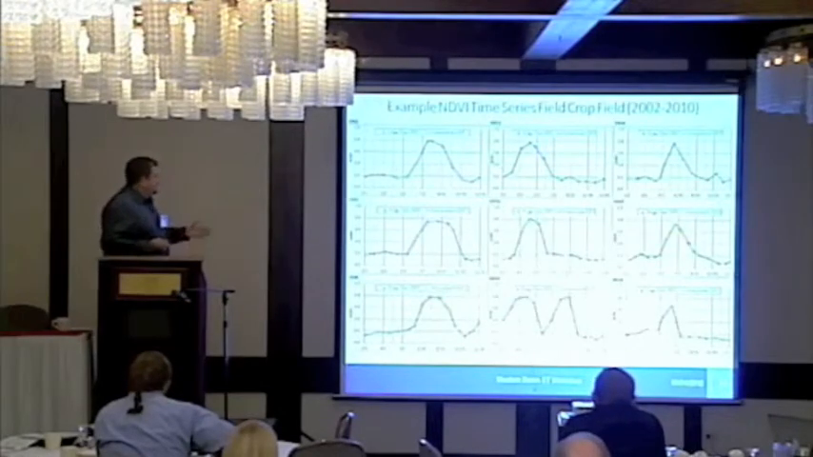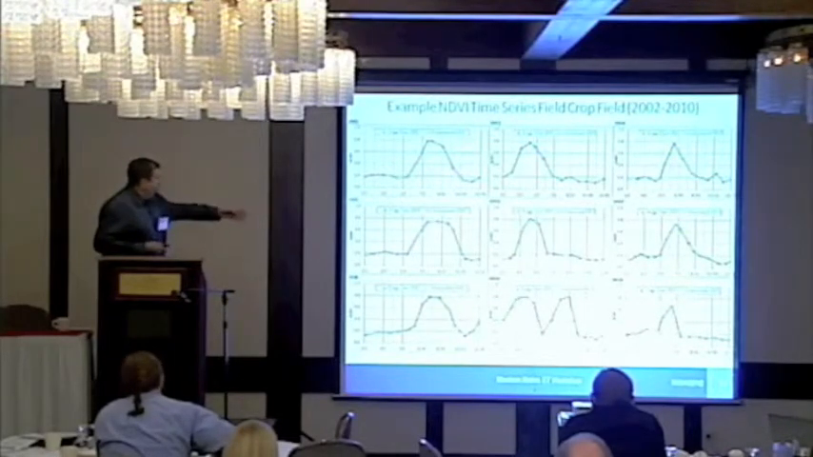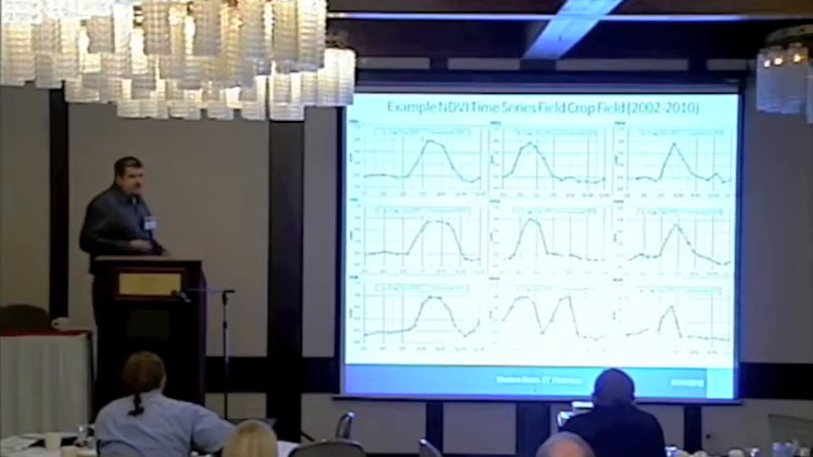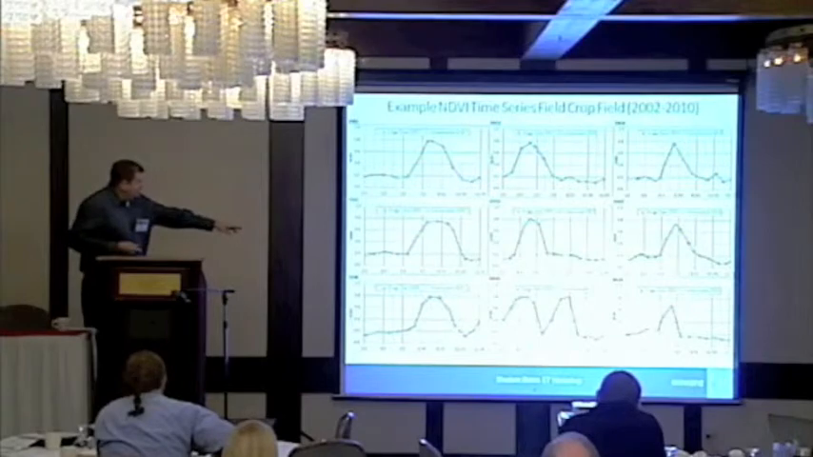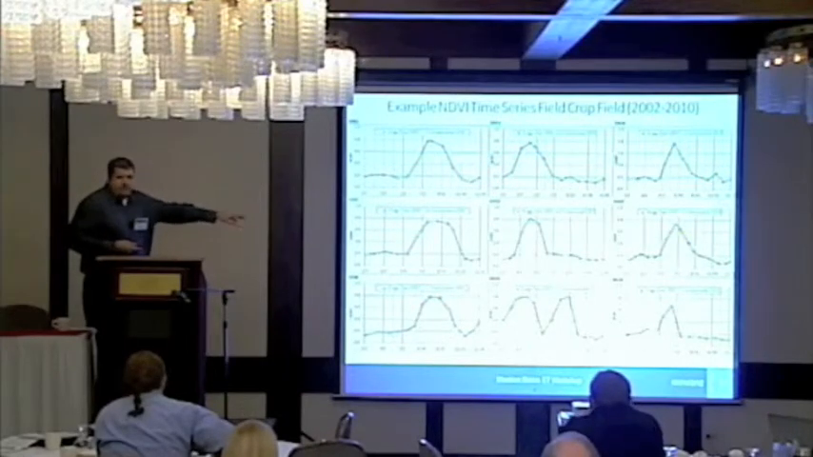So here's just an example of one field that was generally classified as a field crop field from 2002 through 2010. We don't know the specific crop types necessarily from year to year, but we do see quite a bit of difference in the NDVI signature from year to year depending on what they're doing out there. For example, in 2009, it appears that they had a winter grain crop followed by probably corn.